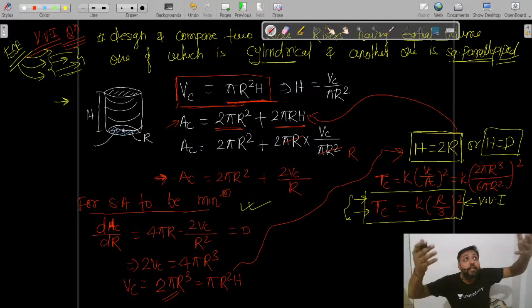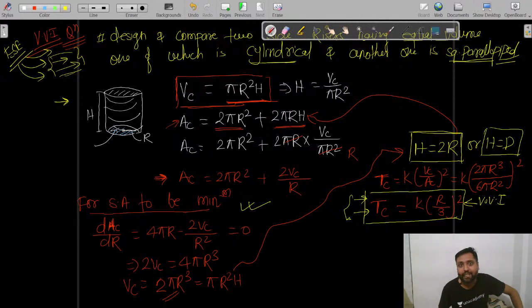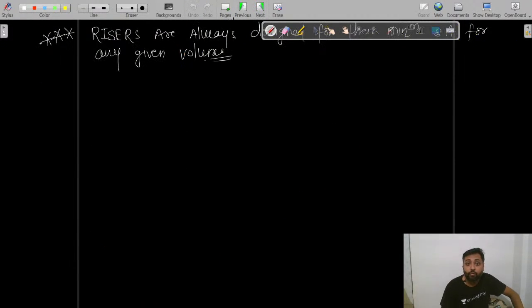Or K into (D by 6) whole square. Yes, K into (D by 6) whole square. You should remember it directly, dear students, directly. Now, let us go for designing.